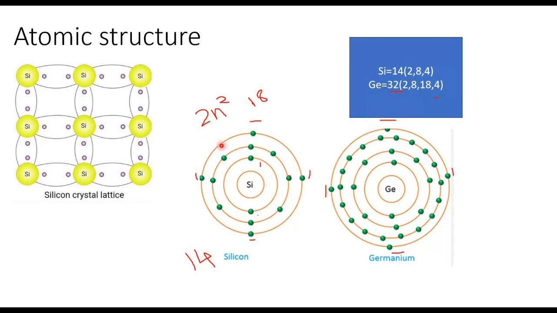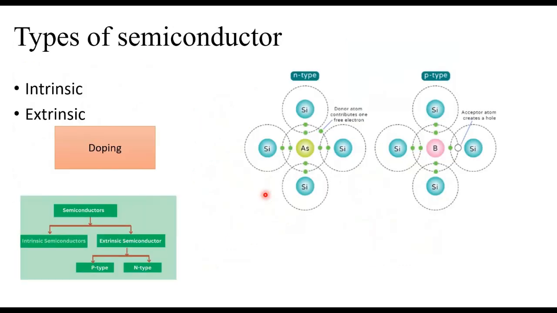Okay. So it is just a recall. It is very important to note that both silicon and germanium have 4 valence electrons, and these 4 valence electrons are shared with the neighboring atoms so that each has 8 electrons to attain a stable structure, forming a crystalline lattice. Okay, moving on to the types of semiconductor.